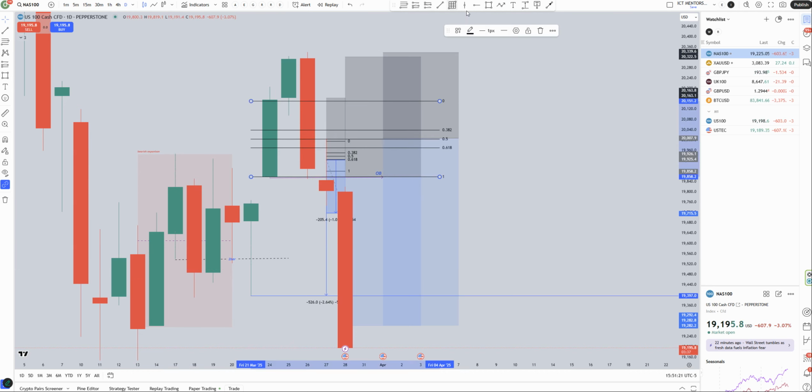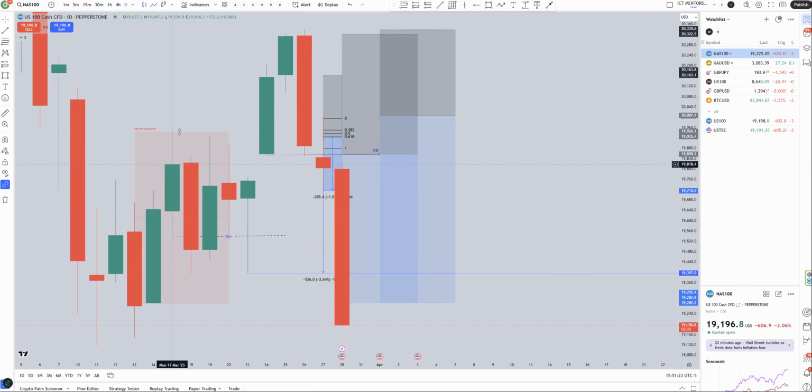So if I delete this for a minute, I was like, all right, on the daily, do we have any expansion? This is the first expansion I saw. It is a type 2. So we had a CSD here. We closed above this 2-bar here, and we're supposed to sell. But price got here and rejected.